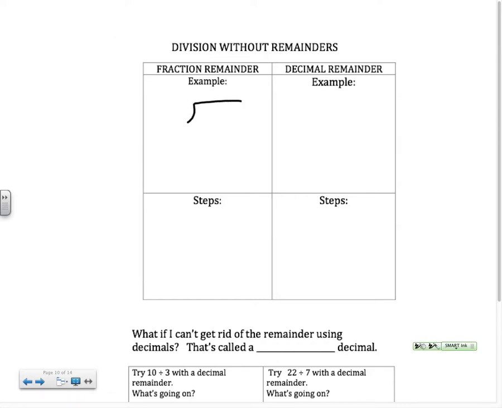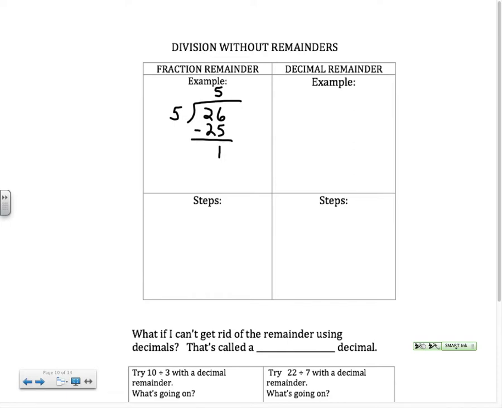Let's take a look at real simple division, 26 divided by 5. So knowing divisibility rules, we know 5 will not go into 26 evenly. We're going to have a remainder. Let's see what we're going to do with our remainder. 5 goes into 26 5 times. 5 times 5 is 25. Subtract. There's our remainder of 1.